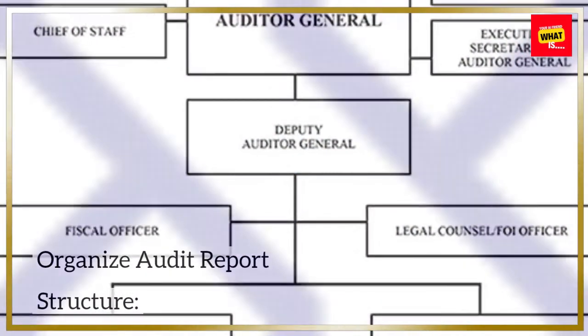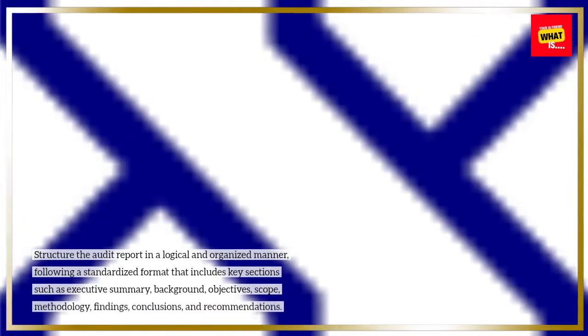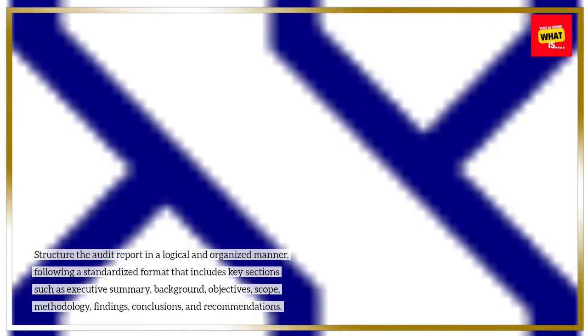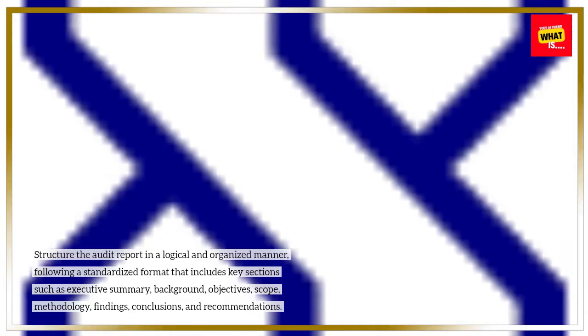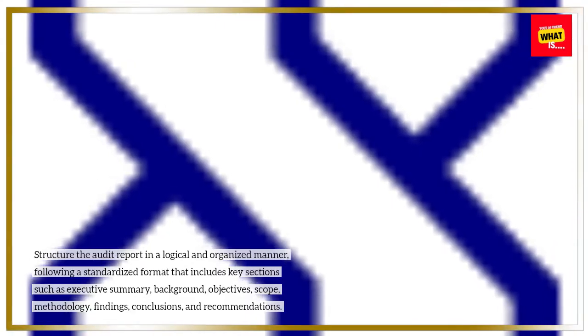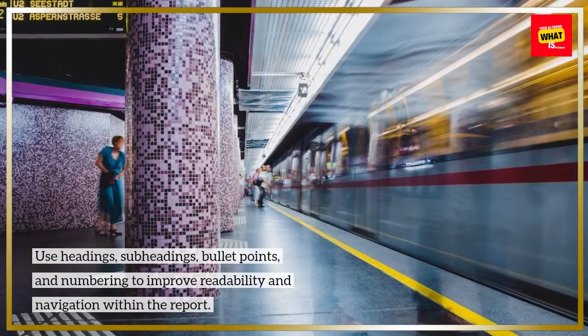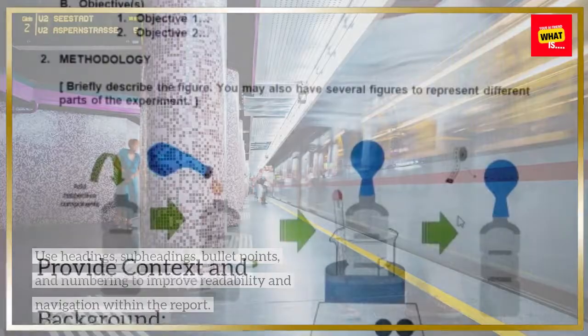Organize audit report structure. Structure the audit report in a logical and organized manner, following a standardized format that includes key sections such as executive summary, background, objectives, scope, methodology, findings, conclusions, and recommendations. Use headings, subheadings, bullet points, and numbering to improve readability and navigation within the report.